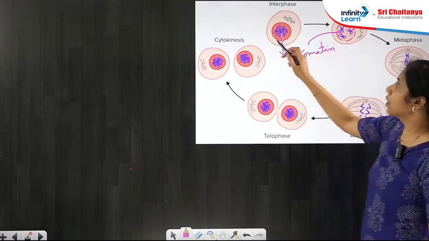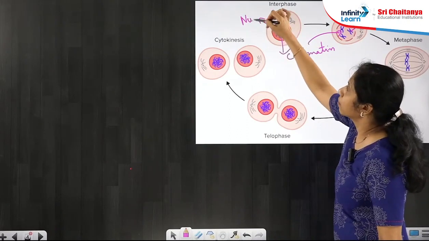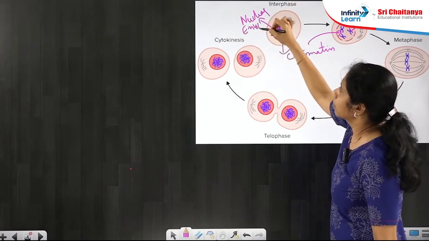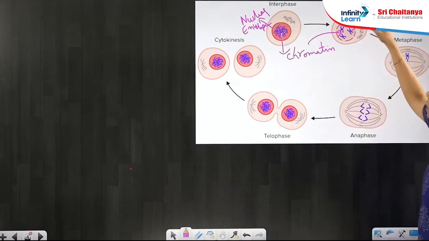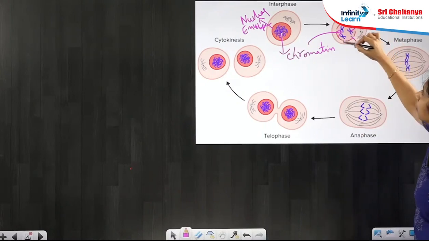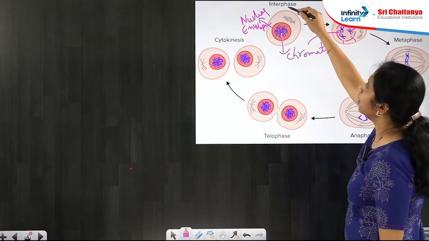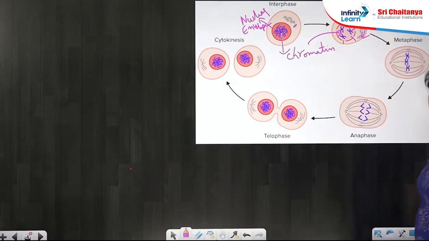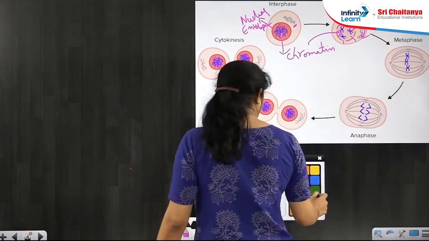All of you can see clearly here the nuclear envelope is there, nuclear membrane or envelope. That nuclear envelope is ruptured here. You can see the gaps in between here. And then the centrioles which are duplicated in the interphase started moving in the cytoplasm towards the opposite pole. These are the main events of the prophase.